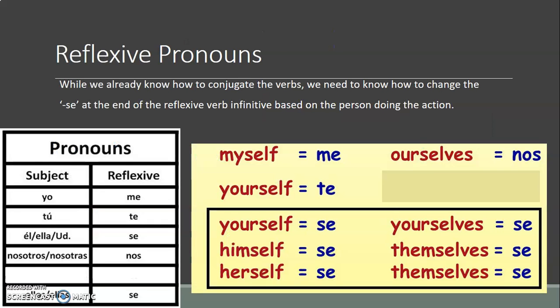So, these are reflexive pronouns. Reflexive pronouns are what we use when we want to show that reflexive action, but with a conjugated verb. So we need to know how to change the se at the end of the reflexive verb infinitive, for example in ducharse, based on the person doing the action. So for example, you'd have something like ducharse turn to me ducho. Exactly how that happens, we're going to see right now.